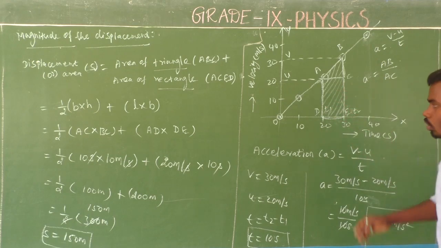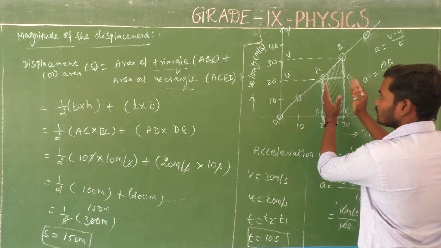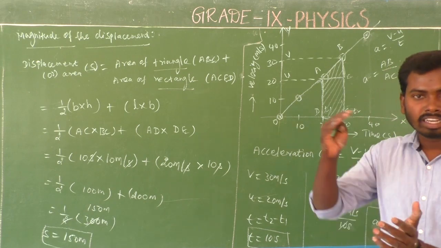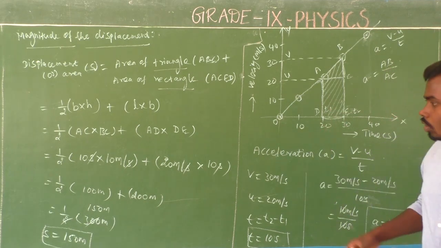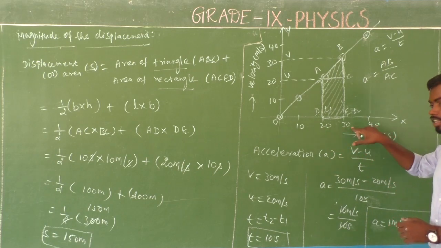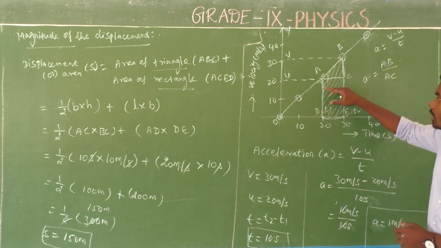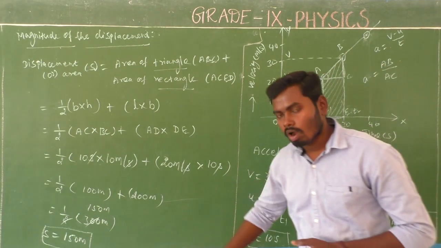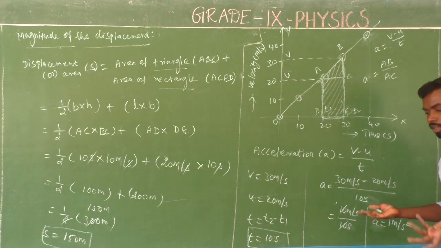So this area enclosed by this velocity time graph, that is equal to what? The displacement covered by the object. So during the time interval of 20 second and 30 second, the displacement covered by the object is equal to the area enclosed. So that is equal to 150 meter. Is it clear? Yes, very easy one.